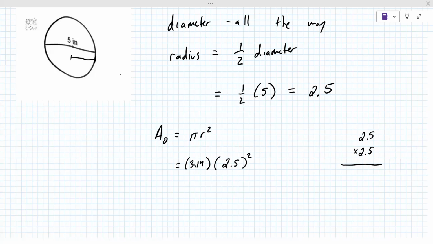5 times 5 is 25. 5. Sorry. 5 times 2 is 10, 11. 0, 2 times 5 is 10. 1, 2 times 2 is 4, 5.